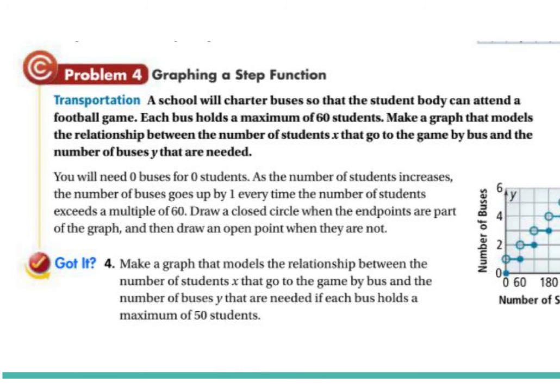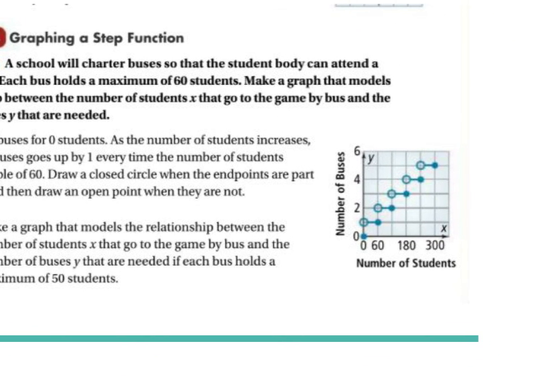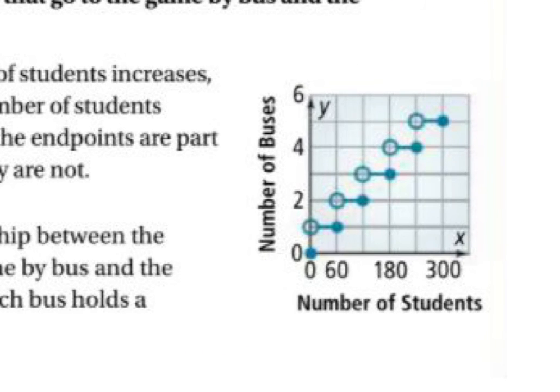A school will charter buses so that the student body can attend a football game. Each bus holds a maximum of 60 students. Make a graph that models the relationship between the number of students X that go to the game by bus and the number of buses Y that are needed. If you have 0 students going to the game, how many buses do you need? 0. So we have a point 0, 0.